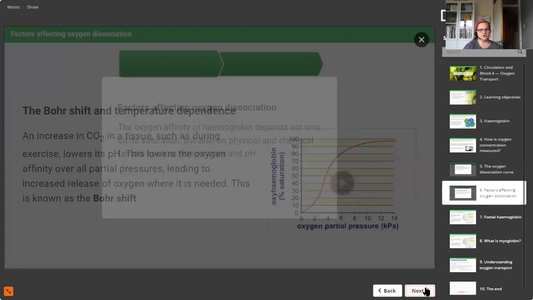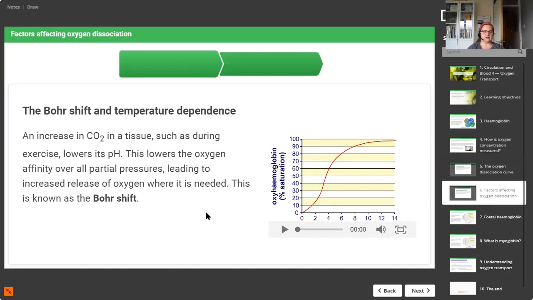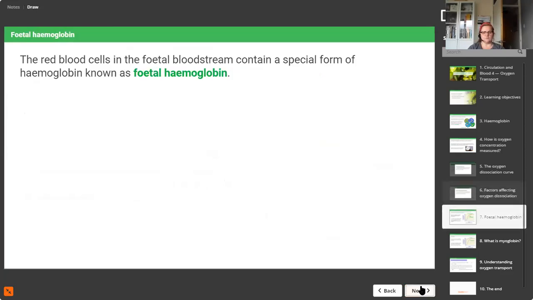So what affects oxygen dissociation? We have something called the Bohr shift and temperature dependence. As we have an increase in carbon dioxide in a tissue, such as during exercise, this lowers its pH. This lowers the oxygen affinity over all partial pressures and leads to an increased release of oxygen where it is needed. And we call this the Bohr shift. So again, it lowers the oxygen affinity over all partial pressures, and that's the Bohr shift. And a decrease in temperature actually increases hemoglobin's oxygen affinity slightly. So this means that hypothermia reduces the blood's ability to release oxygen into metabolizing tissues.